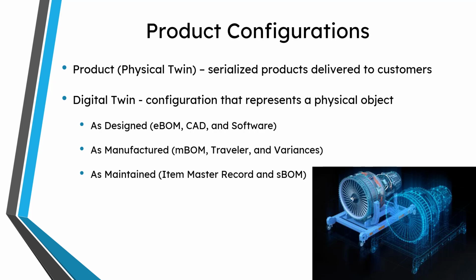After the product is delivered, you have the as-maintained configuration, represented by the item master record in your enterprise resource planning or ERP system, and the service BOM. Another term you will hear is digital thread, which represents the digital twin over time. The idea is that you can pull on the digital thread to know the exact configuration of your product now or at any time in the past.